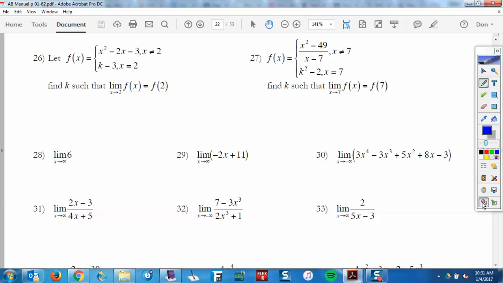So let's take a look at these packets. Like I was saying earlier, this is like a full AP style test, although obviously we're not even halfway through the class.